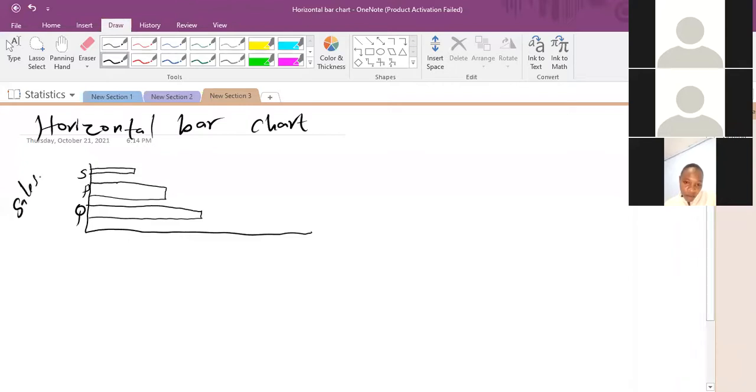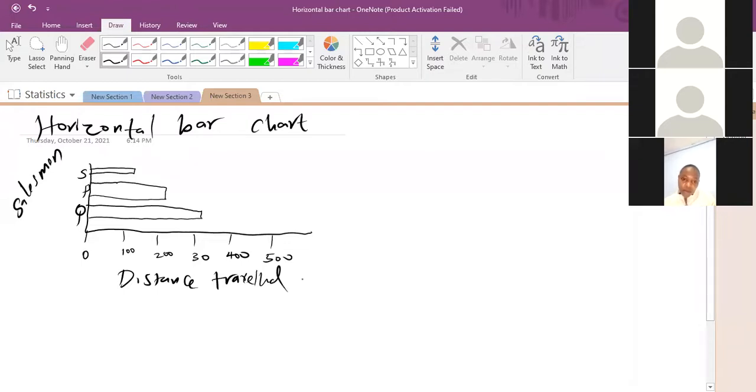So on this side, we have salesmen. And on this other side, let's say we have this representing 0, 100, 200, 300, 400, all the way to, let's say, 500. And this represents distance traveled in miles. So this is an example of a horizontal bar chart.